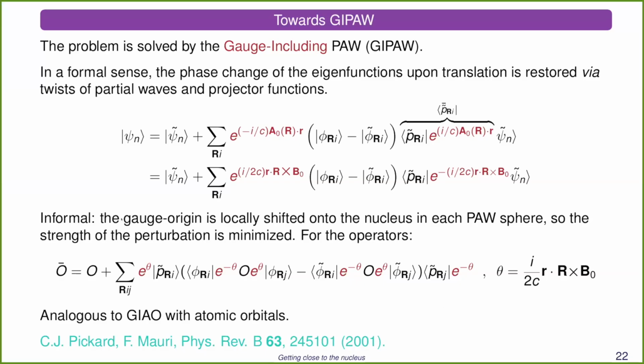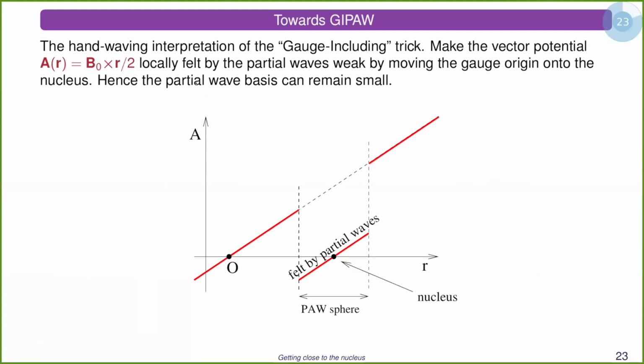And what this does is, in an informal sense, it says here the gauge origin is locally shifted onto the nucleus in each PAW sphere, so the strength of the perturbation is minimized. That is the actual numerical advantage of this. And you see it outlined over here. So, hand waving, gauge including. Here you see the vector potential. It just goes linear with position in space, getting bigger and bigger.